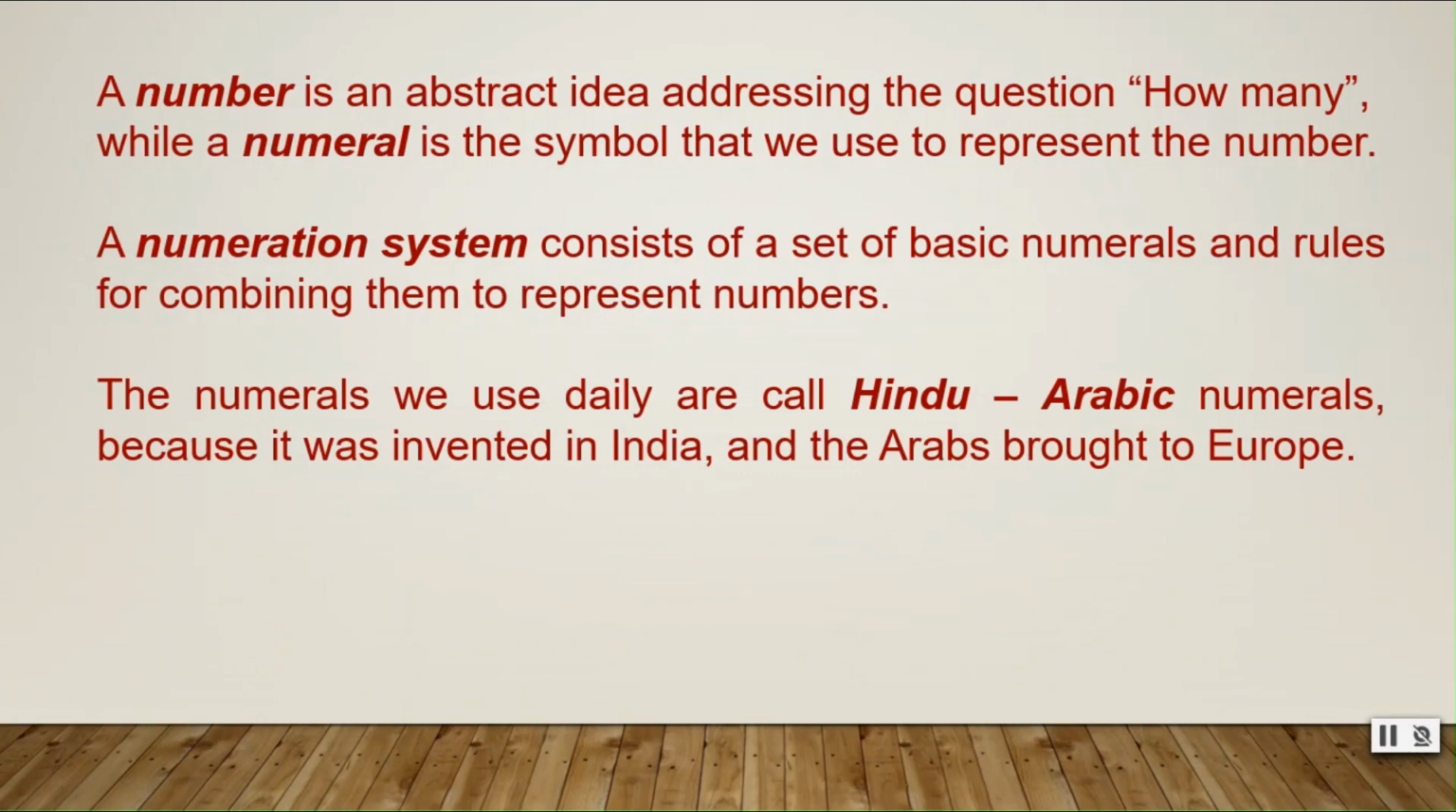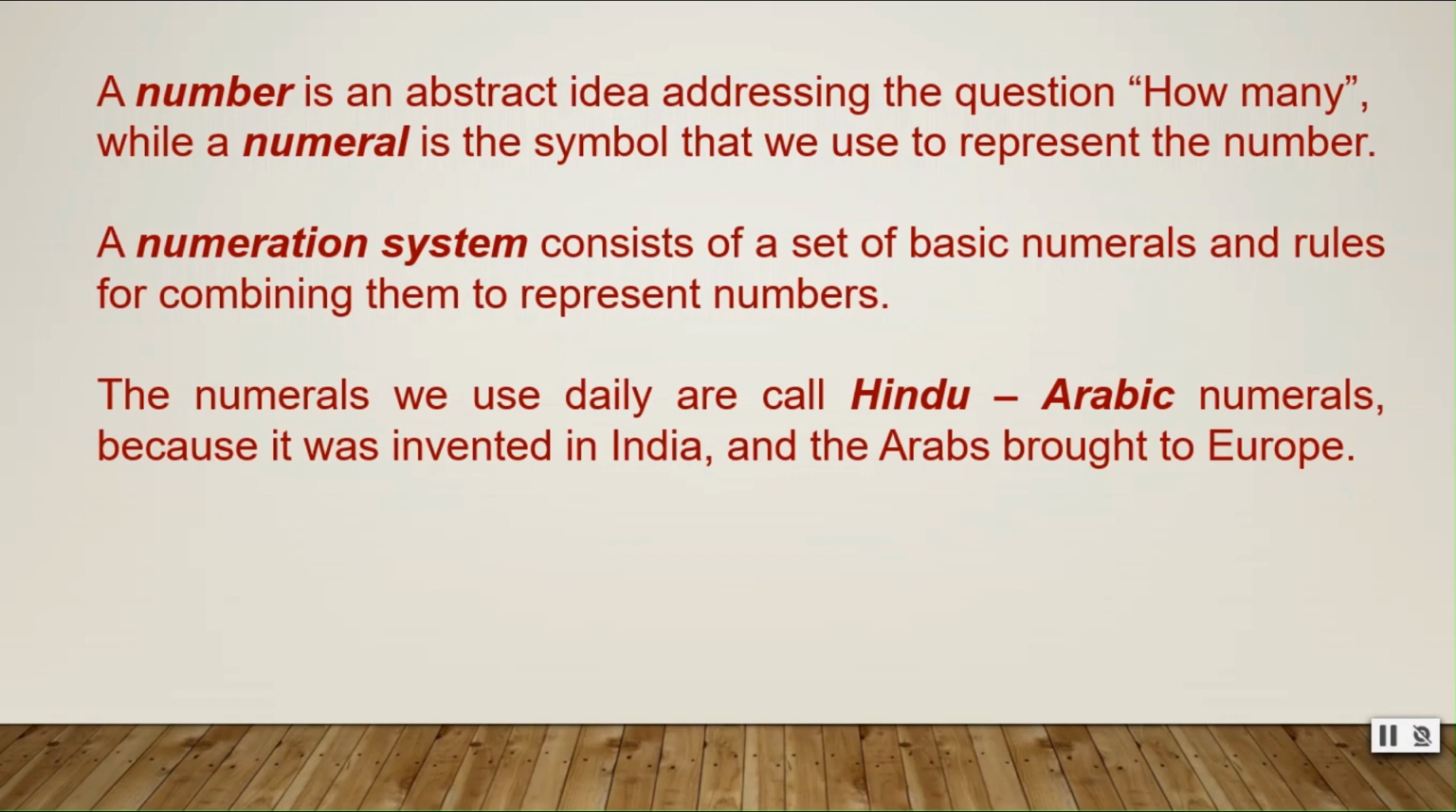First, let us define what is a number. A number is an abstract idea addressing the question how many. A numeral is the symbol that we use to represent the number. A numeration system consists of a set of basic numerals and rules for combining them to represent numbers.